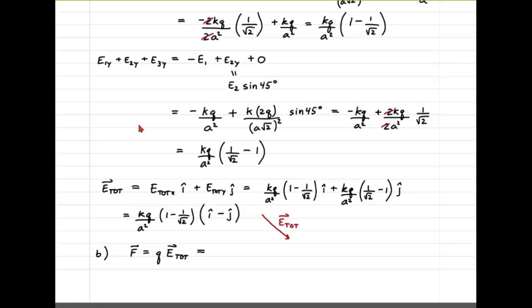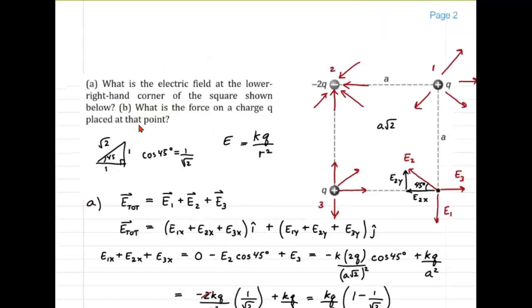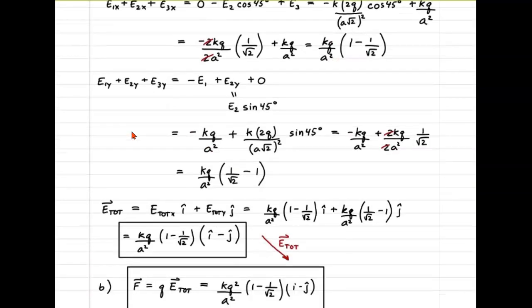You're just going to take the expression above and multiply by Q again. So you have KQ squared over A squared, 1 minus 1 over root 2, times I hat minus J hat. There. Those will be the two answers of this problem. Let me just go ahead and box these. They look nice. That would be the final answer right there.